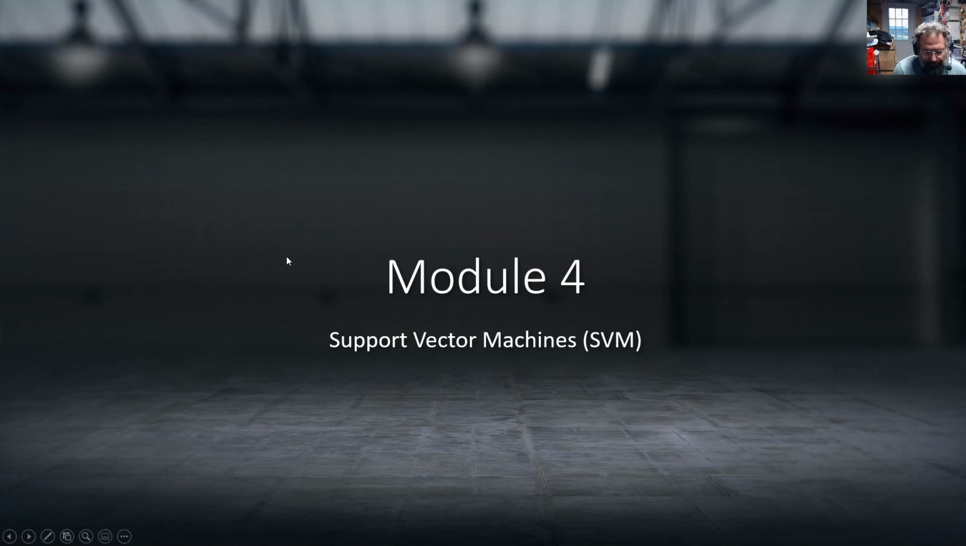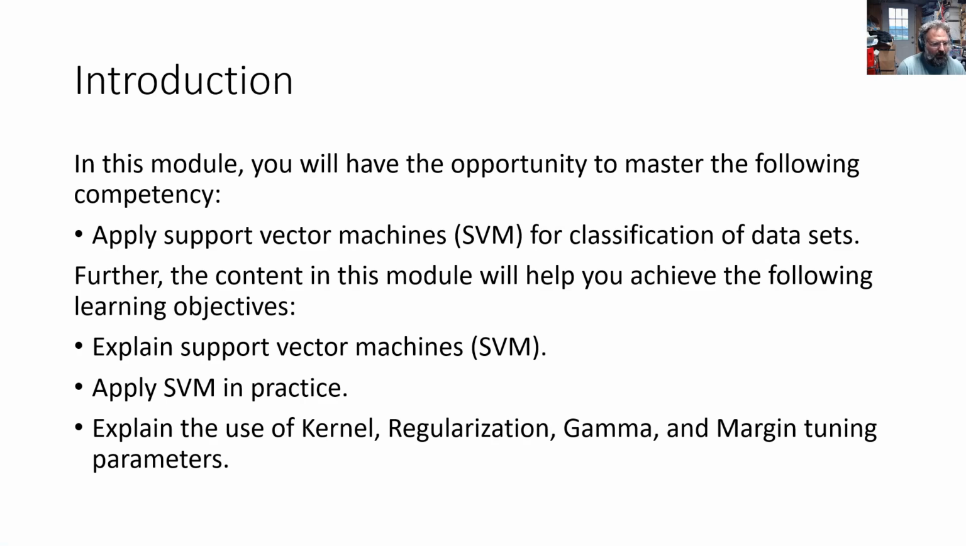So, Module 4 centers on support vector machines. Pretty cool technology. We'll be talking about what it is and why we use it for things like classification. By the end of this experience, you should be able to explain what support vector machines, or SVMs, are, be able to apply them, and then talk about things like kernels, regularization, gamma, and margin tuning of parameters.